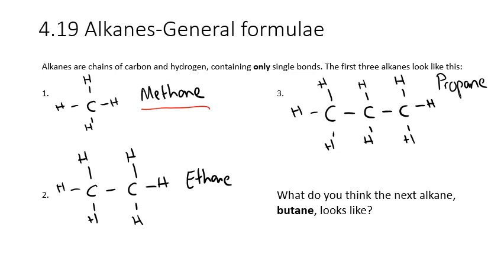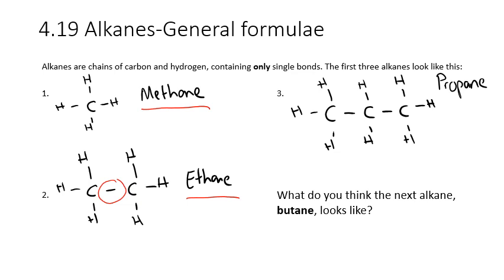Now each carbon in these chains can only bond 4 times. So that's of course 4 single bonds. If there are double bonds, then those count as 2, and we'll see those when we look at alkenes. Now the second in this group of hydrocarbons is called ethane, and that one contains 2 carbons. You'll note that each carbon in this case is only bonded to 3 hydrogens because of course there's a single bond in the middle. So each carbon is bonded 4 times.